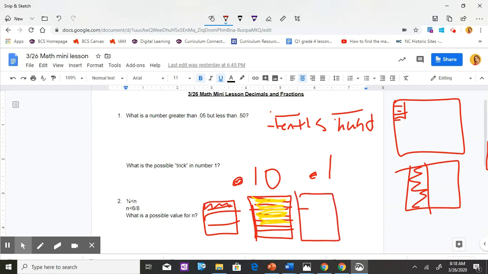Could I do, if I had thirds, would 1/3 be larger than 1/4 but less than 6/8? It would be. So you're just looking for one of those. 1/5 would be too small. That would be smaller than 1/4. So those are the things that you're looking for with those problems.